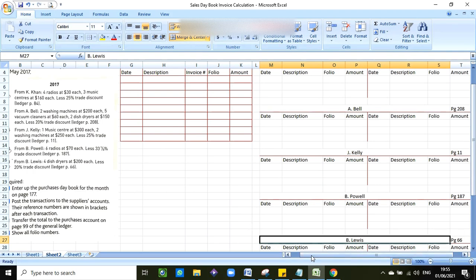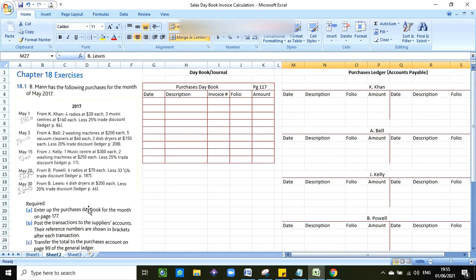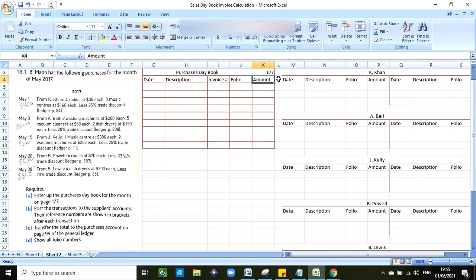And then in addition to that, they tell you that these are the instructions. You are required to enter up the purchases day book for the month on page 177. So you need to journalize, you need to use the purchases day book, and they give you a page number, which is 177. So you would see that we have purchases day book, page 177. I have 117 there, so it should be 177. So that's how we have a page number there.